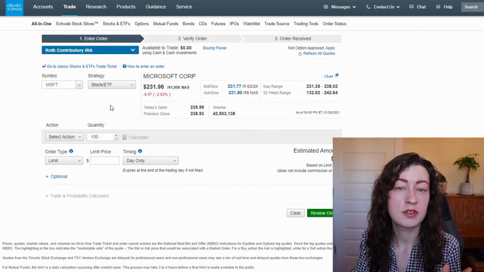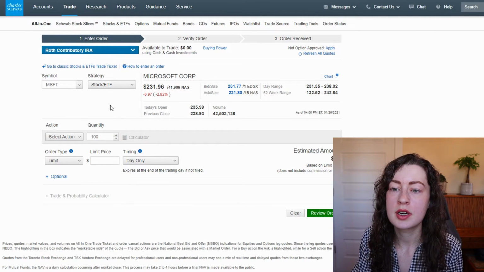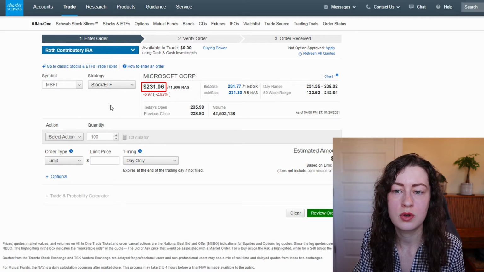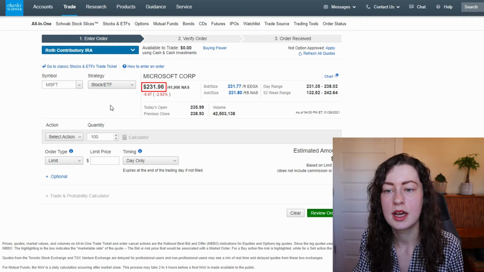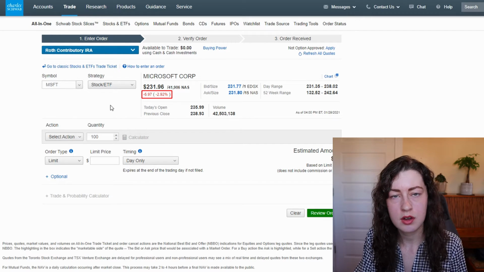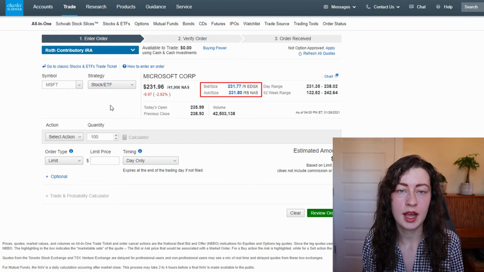Over on the right, you'll see a bunch of different figures and numbers, so I'll just quickly go through what these mean. The biggest number here is the current market value, so the last traded value of this stock, $231.96. Below it, it'll show you the recent change of that value, red if it's been down, green if it's been up, pretty self-explanatory. Over in the next section, it'll show you bid and ask price.